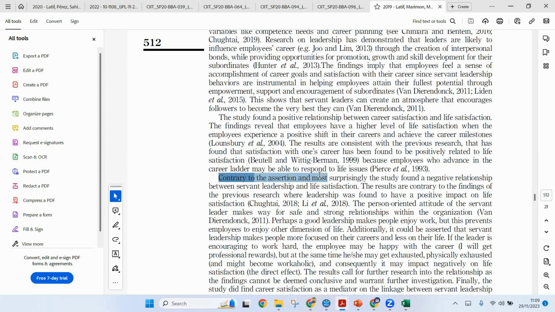Look at this. Contrary to the assertion, and most surprisingly, the study found a negative relationship between servant leadership and life satisfaction, whereby we expected it would be a positive relationship. Because obviously, if there is servant leadership, this is bound to improve the life satisfaction of people. The results are contrary to the findings of the previous research, where leadership was found to have a positive impact on life satisfaction. These two researches found a positive impact of servant leadership on life satisfaction. Here, I found a negative impact, or we found a negative impact.